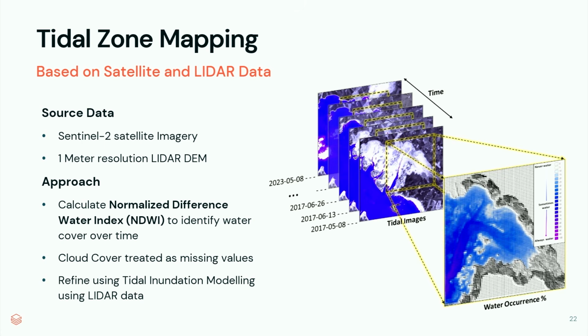So if it's out to sea, it's going to be covered by water all the time. If it's inland, you're never going to see any water there, hopefully. But if it's in that intertidal zone, it tends to change depending on if it's high tide or low tide. Then we can refine that by doing tidal inundation modeling with the LiDAR data, and it gives us a rough empirical measure of where these intertidal zones are.